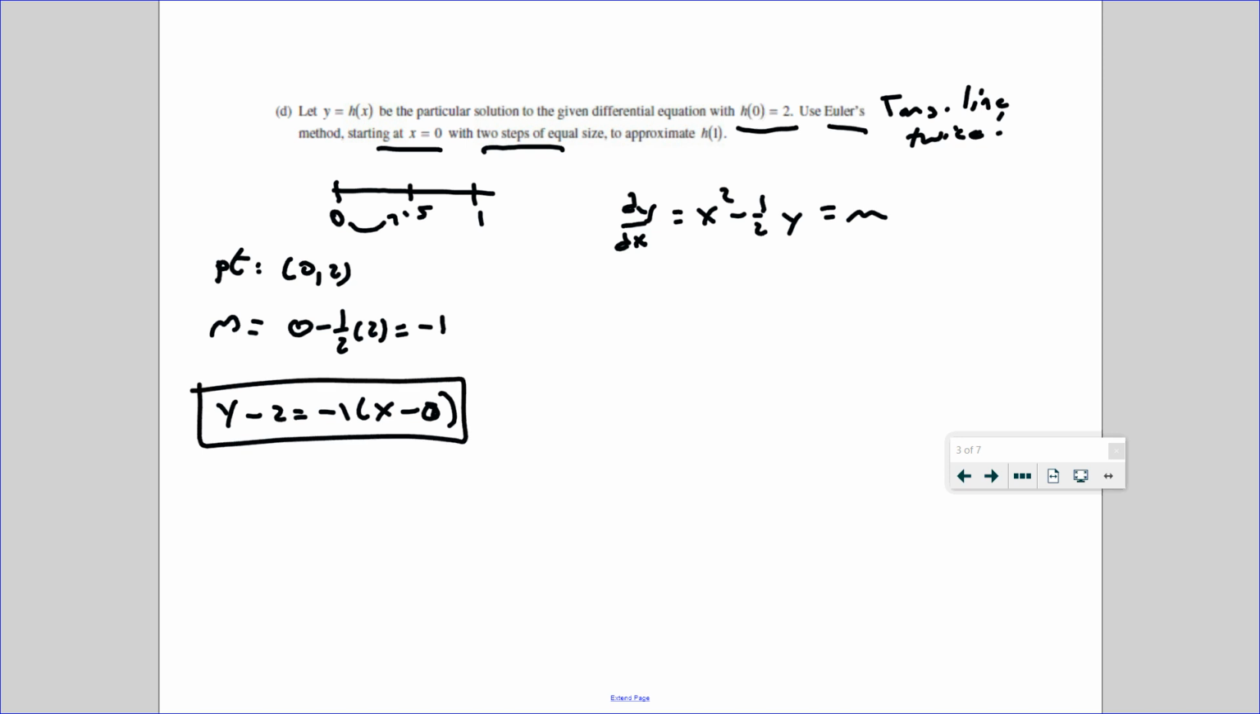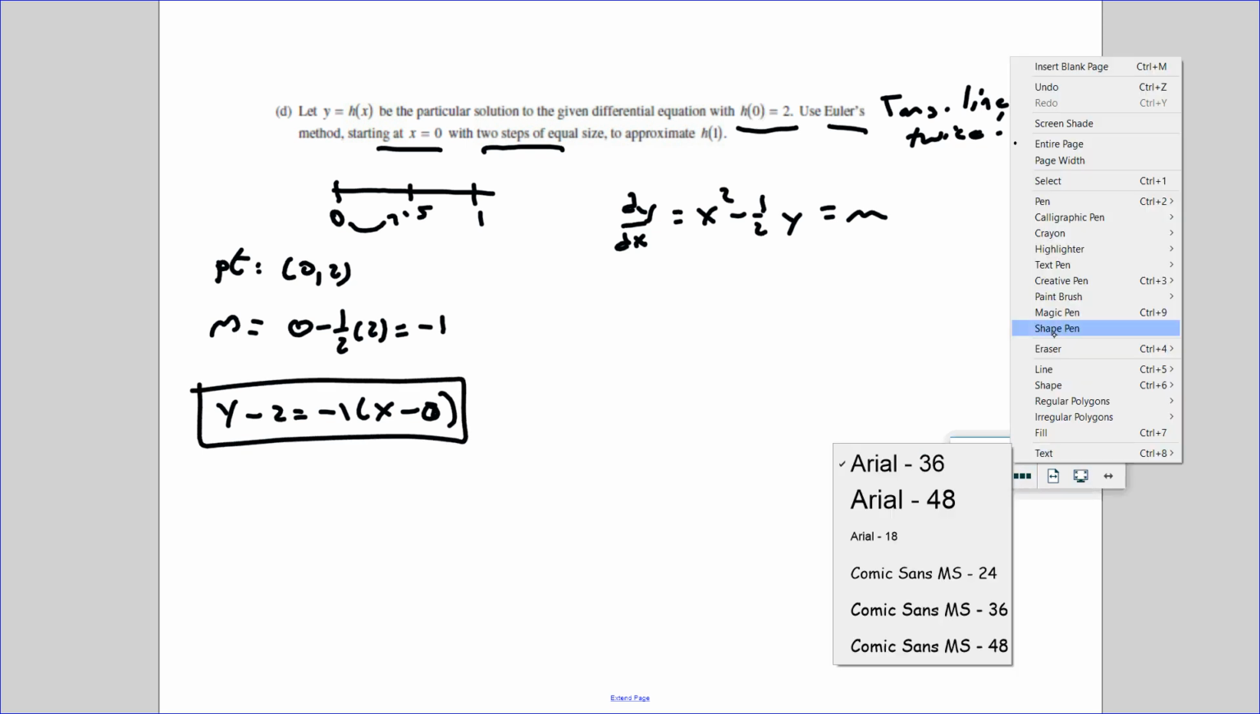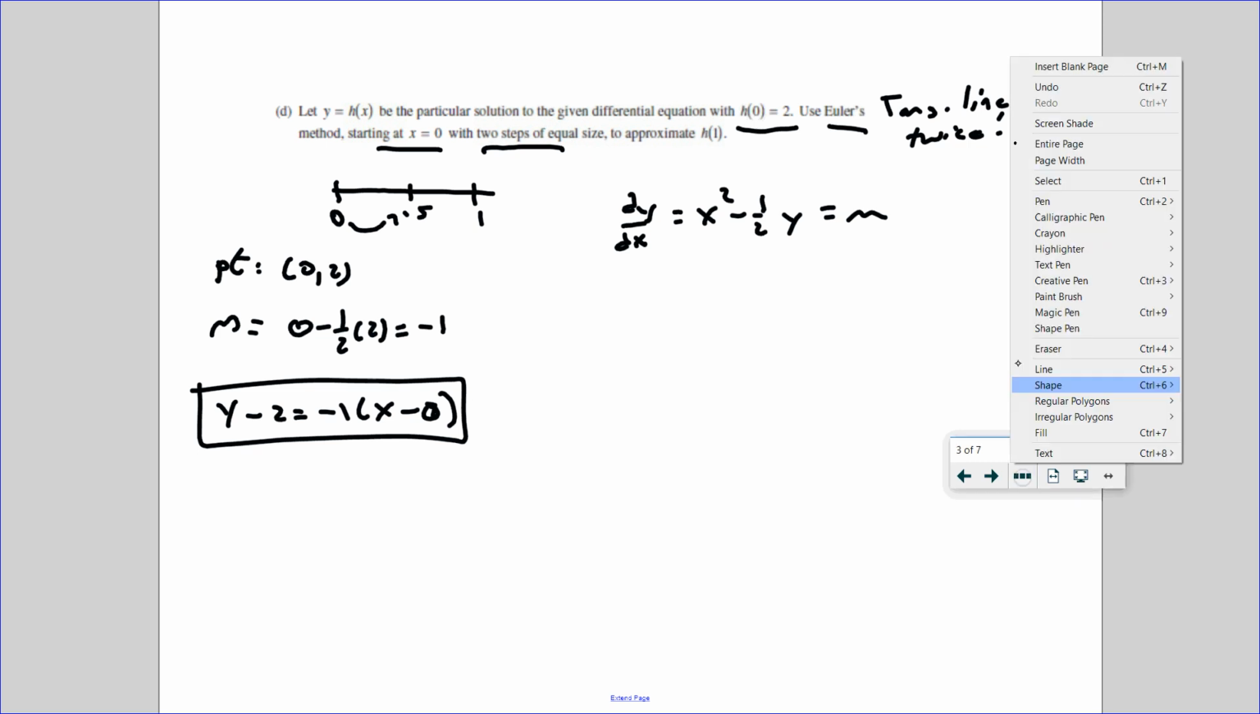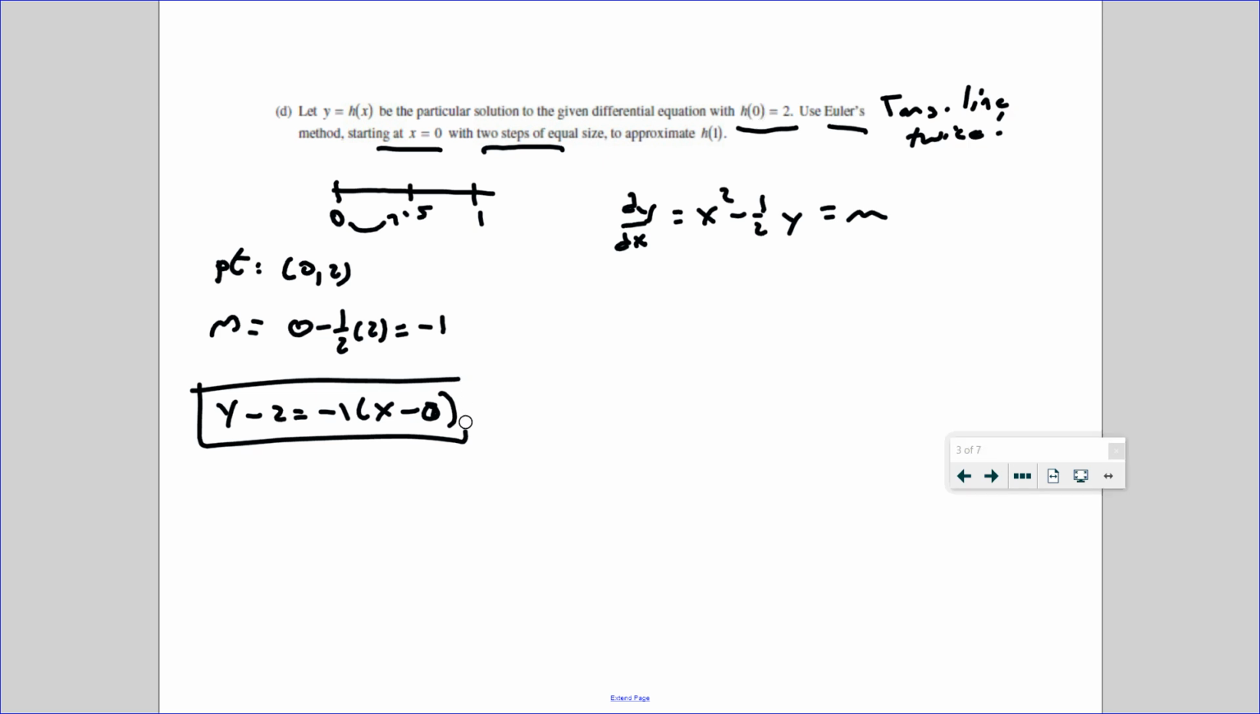Now, we don't typically box in, so I should actually erase that. Don't box in your answer on the AP. I need to erase that. Hold on here. There it is. So don't box in on the AP. So let that be a lesson to you.